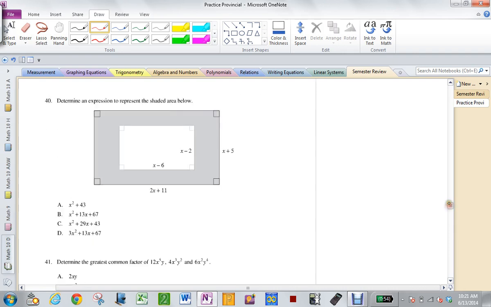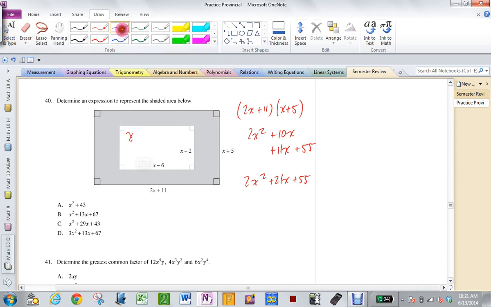Number 40. The shaded area. The shaded area would be 2x plus 11 times x plus 5, wouldn't it? The whole thing. So that's going to be 2x squared plus 10x plus 11x plus 55 to get 2x squared plus 21x plus 55. But it's not the whole thing. This part is cut out, so it's subtracted.